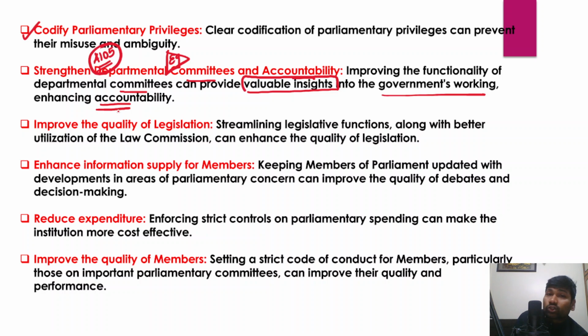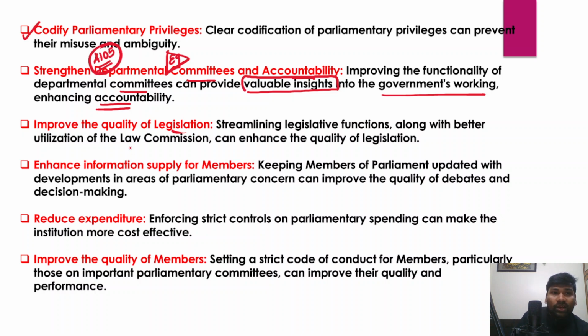So ensuring accountability of the executive to the legislature is very important and crucial, because it could check arbitrariness of the government, and it could check the majoritarianism of the government as well. And similarly, it is very important to improve the quality of legislation. Any legislation should not be arbitrary, should not be against democratic principles, and should not curtail the civil liberties of the people. So we need to improve the quality of legislation.